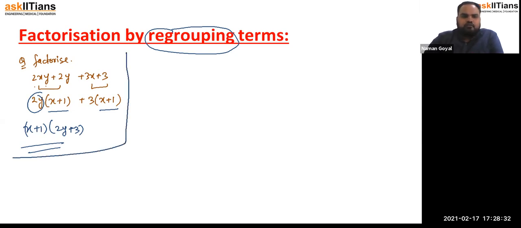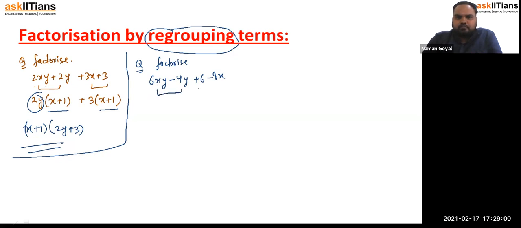So we are going to do some more questions. Next question: factorize 6xy minus 4y plus 6 minus 9x. We are going to take these two questions. Now see what I do: I take these two terms combinedly and these two terms combinedly. From these two terms, what can become common?